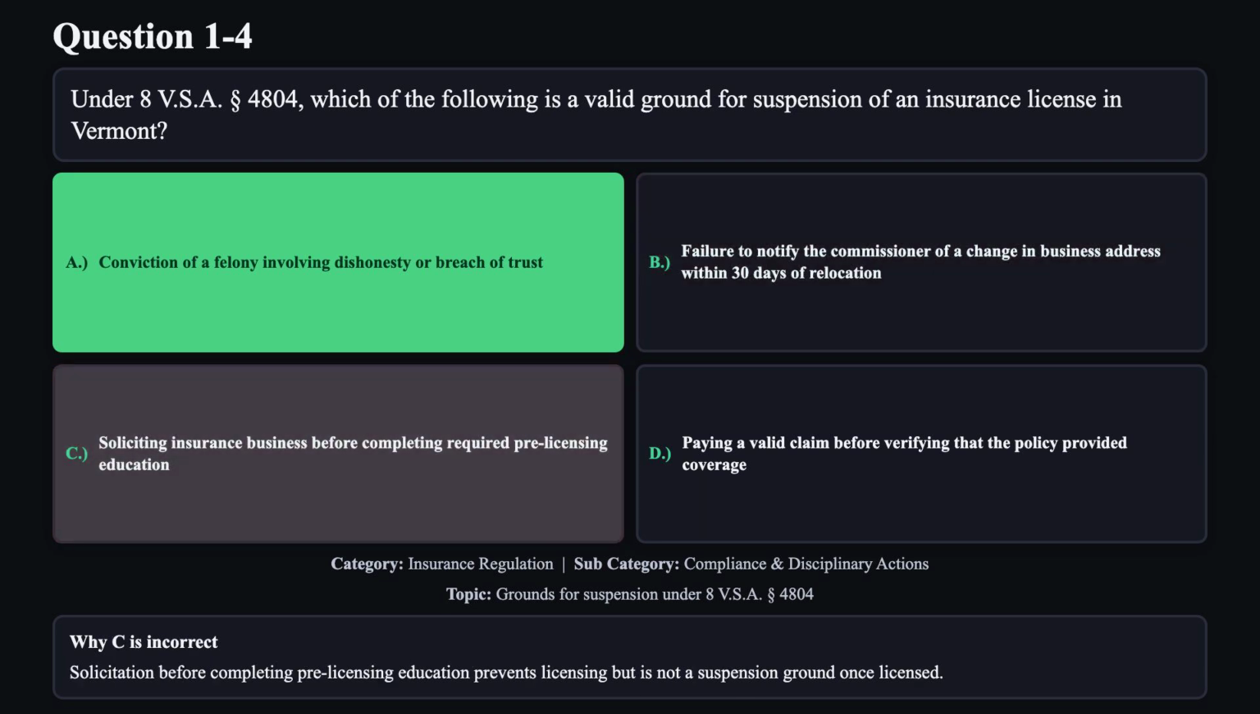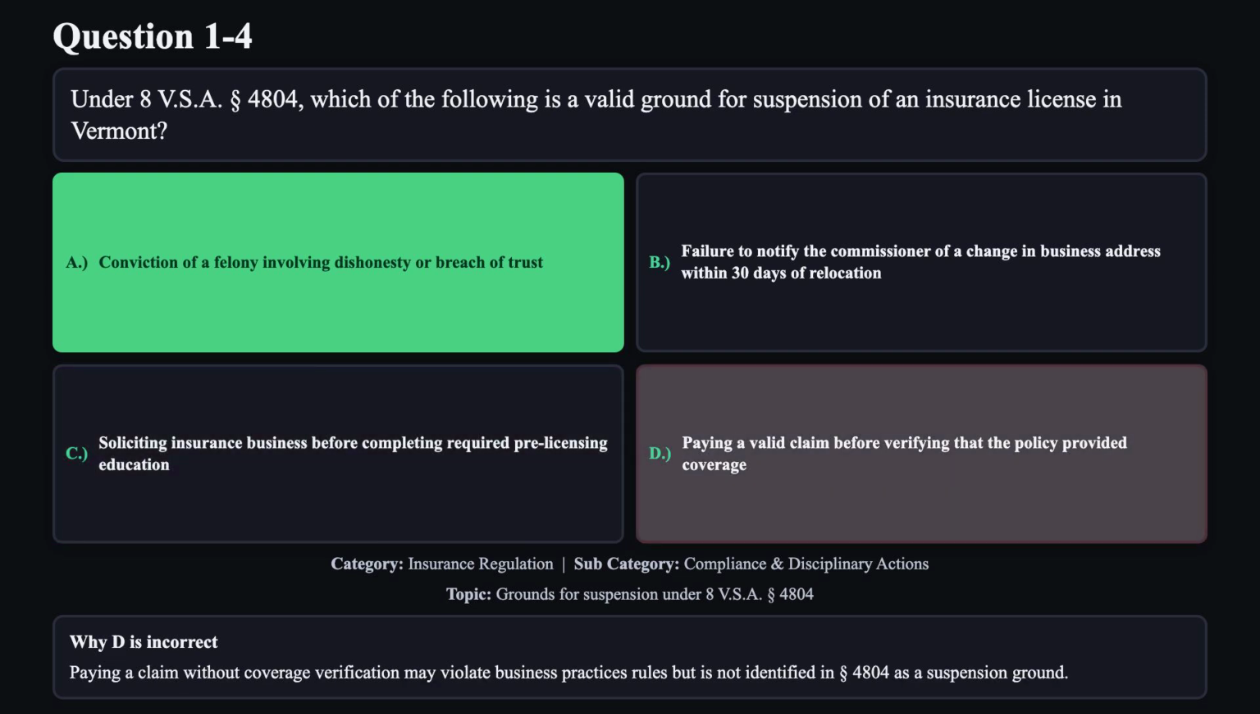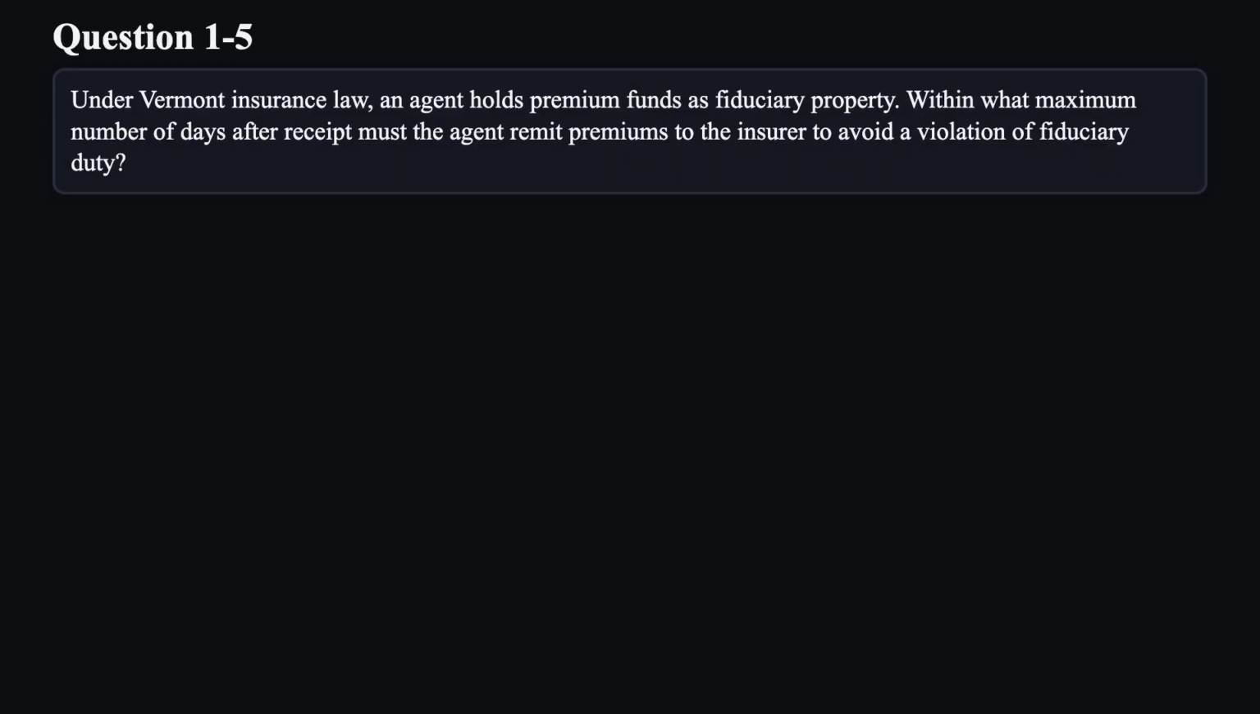Solicitation before completing pre-licensing education prevents licensing, but is not a suspension ground once licensed. Reason D is not correct. Paying a claim without coverage verification may violate business practices rules, but is not identified in Section 4804 as a suspension ground. Question 5. Under Vermont insurance law, an agent holds premium funds as fiduciary property.